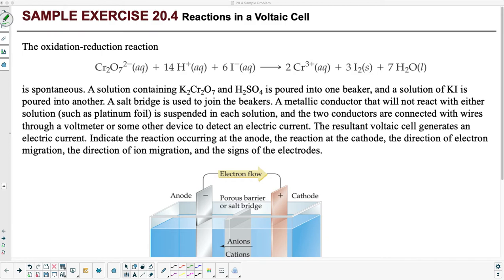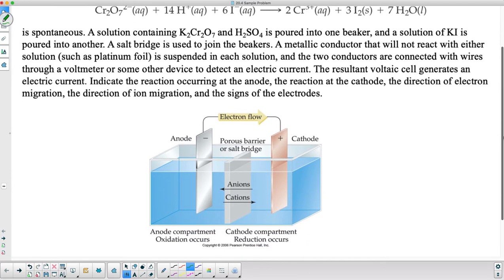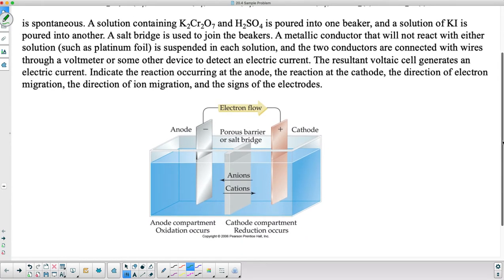Okay, so I have this second part: direction of electrons, direction of ion migration, and signs of electrodes. That is all stated for us already because of this graphic. So what we're going to do is place them at the correct places. We have the redox reaction. I'm going to break it into half reactions.